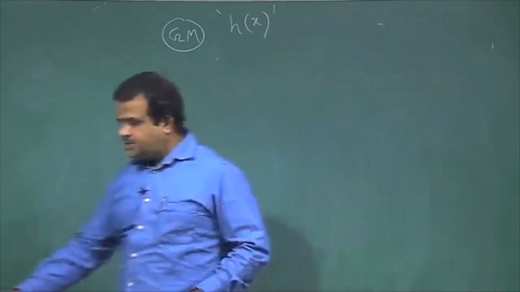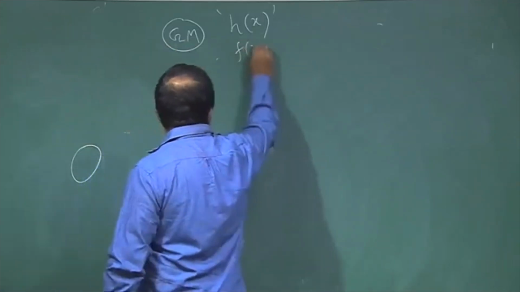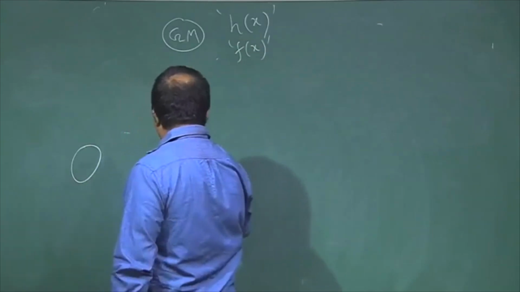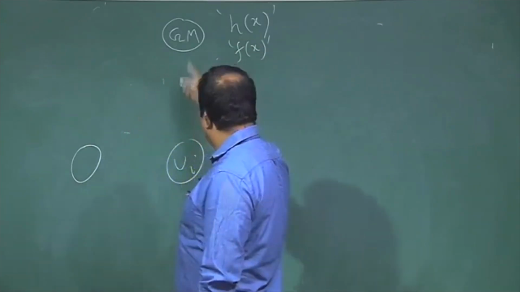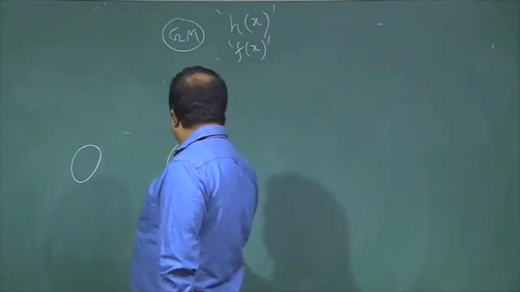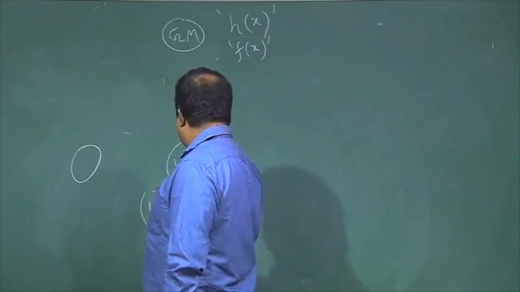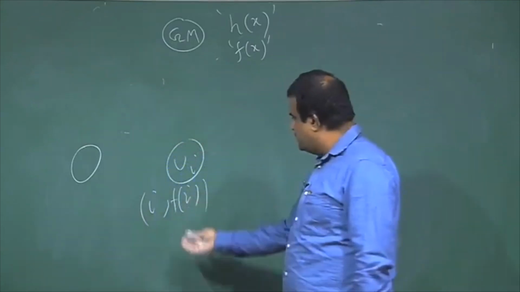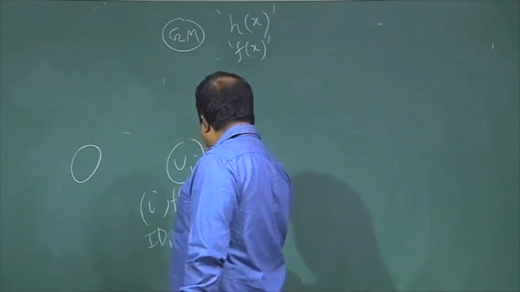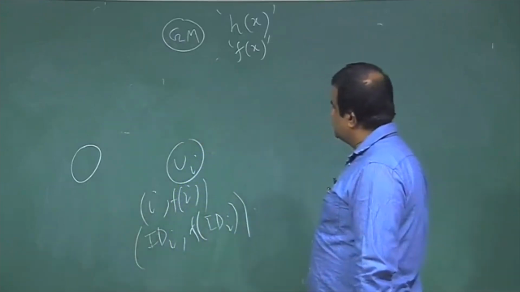Now, suppose the user is joining initially. Both f(x) and h(x) are degree t polynomials. So what the GM gives to user Ui at the time of registration is f(Ui), that is f of the ID of i. So this is the value the user holds. Okay.